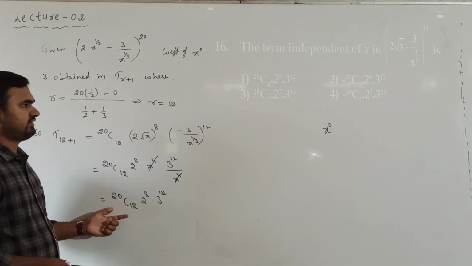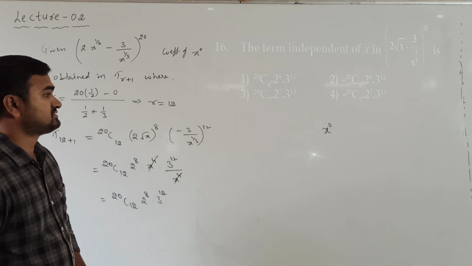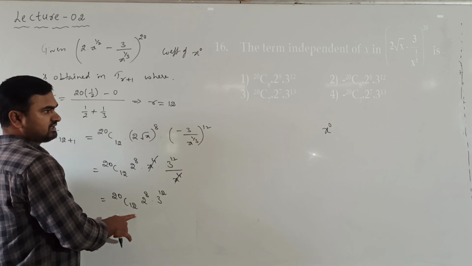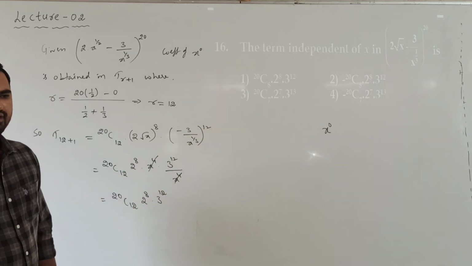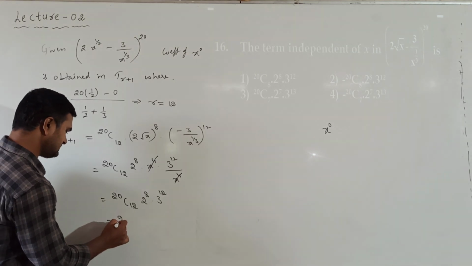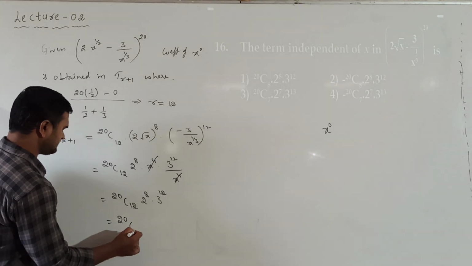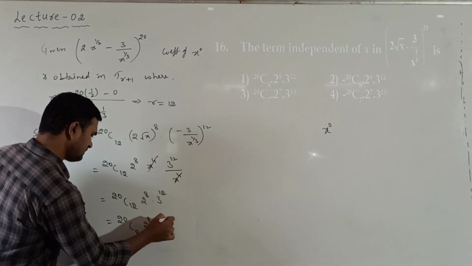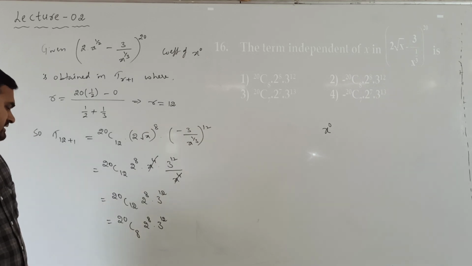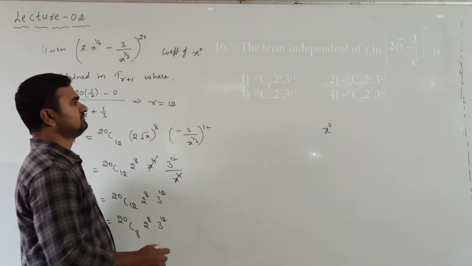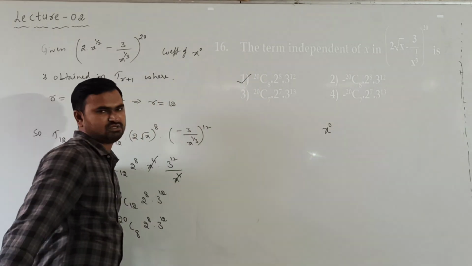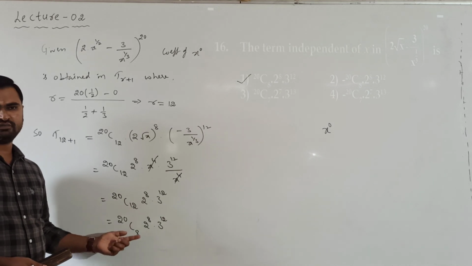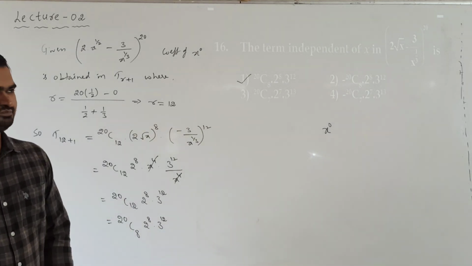Observe the options. 20C12, but none of the options we have are in terms of 20C12. Now whenever nCr is not there, we have to check for nC n minus r also. So this will be the same as nCr, same as nC n minus r. So maybe this option will be there, 20C8 2 to the power of 8 into 3 to the power of 12. So the first option will be correct, right? So whenever we don't have the nCr option, we have to check for nC n minus r.